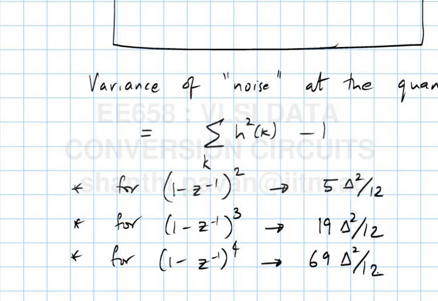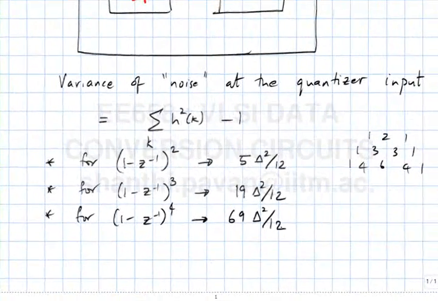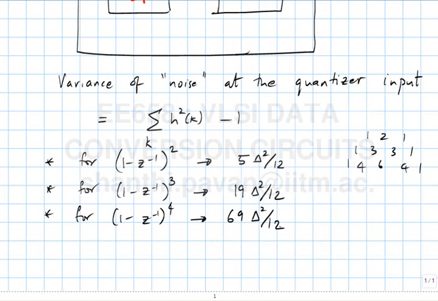Clearly you can see that as the order goes on increasing, and why were we interested in increasing the order of the noise transfer function? We were very excited by the fact that by going on increasing the order, the in-band quantization noise can be dramatically reduced. But now we see that as the in-band quantization noise is reduced, the gain of the noise transfer function at out-of-band frequencies goes on increasing from what was originally 4 to 8 to 16. For 1 minus z inverse whole to the power 4, it is 16.